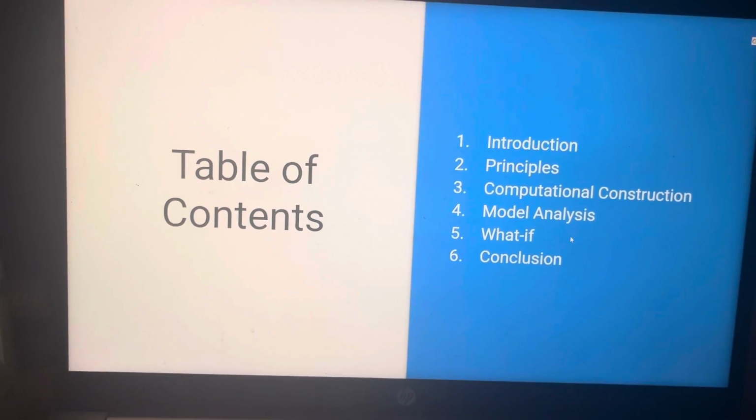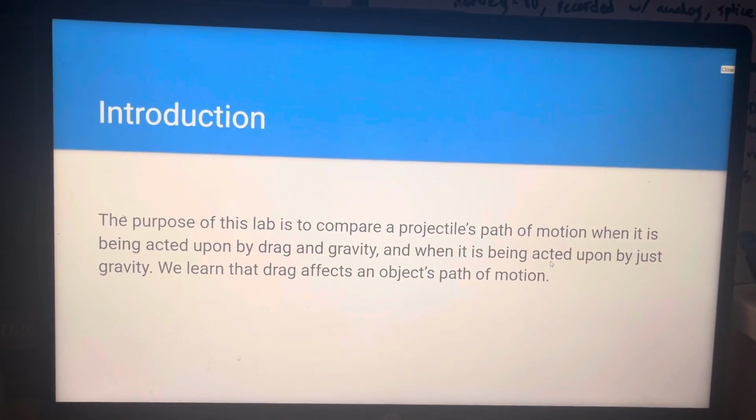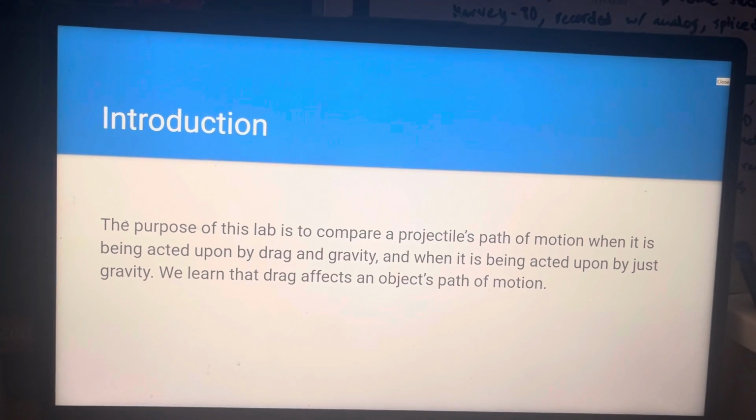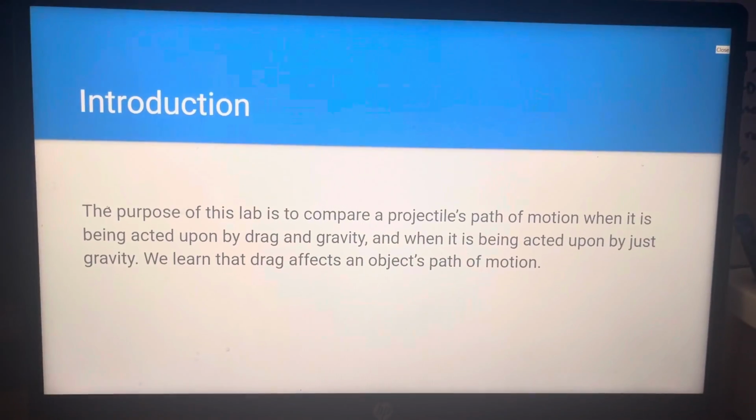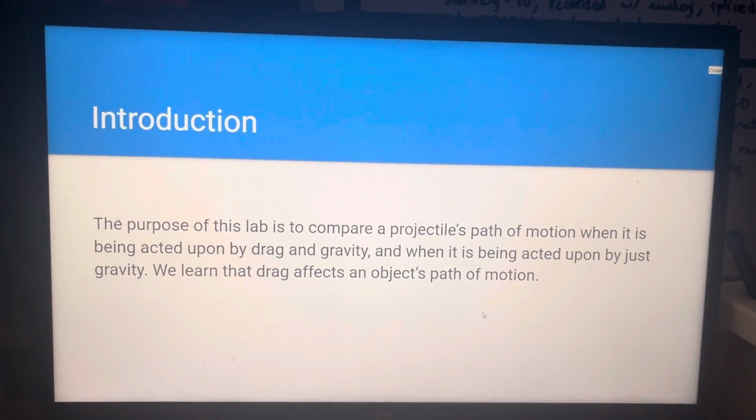Here's our table of contents. The purpose of this lab is to compare a projectile's path of motion when it's being acted upon by drag and gravity versus when it's just being acted upon by gravity. We learned that drag affects an object's path of motion.